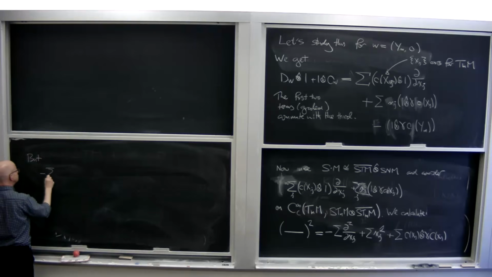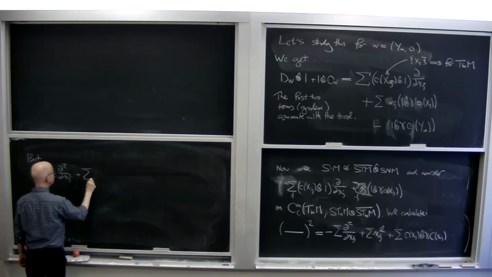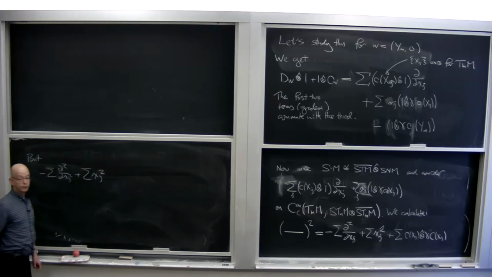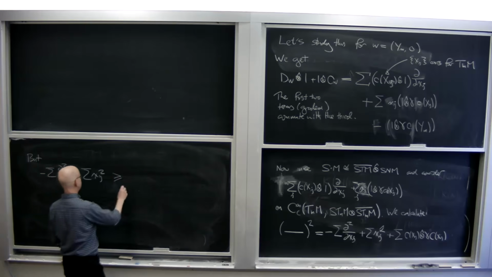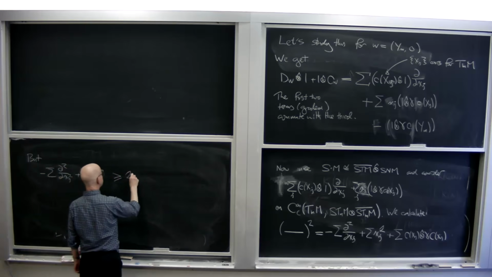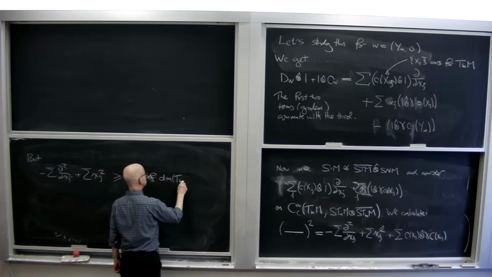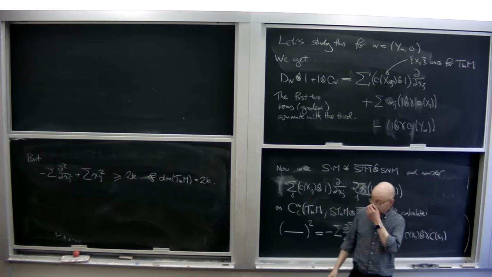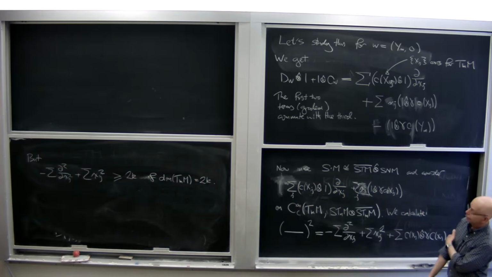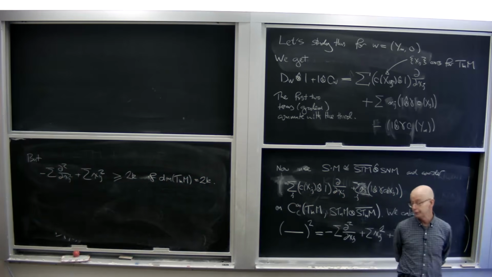But this operator is well known to the physicists, and it's well known that this is always bigger than or equal to 2k. This is the famous quantum harmonic oscillator, or it's a sum of 2k many quantum harmonic oscillators, one on each coordinate line in this 2k-dimensional space.